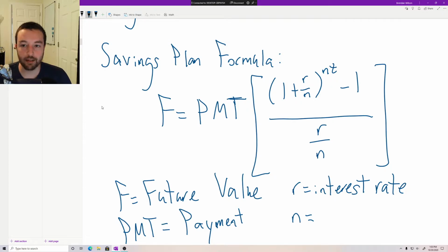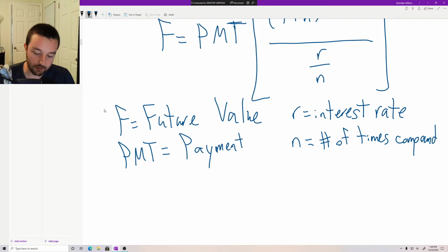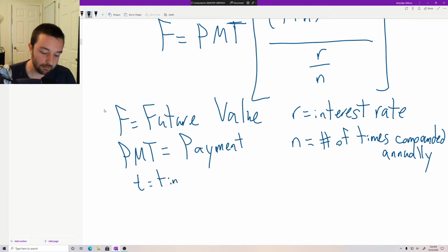Okay, so I guess all this is to say that there's a ton of options, a ton of different kinds of accounts to explore. But the key thing is that we have some interest rate in order to use this formula. Okay, n is the number of times compounded annually, so just like before. Okay, we already know both of these ones from last time, with T being time in years.